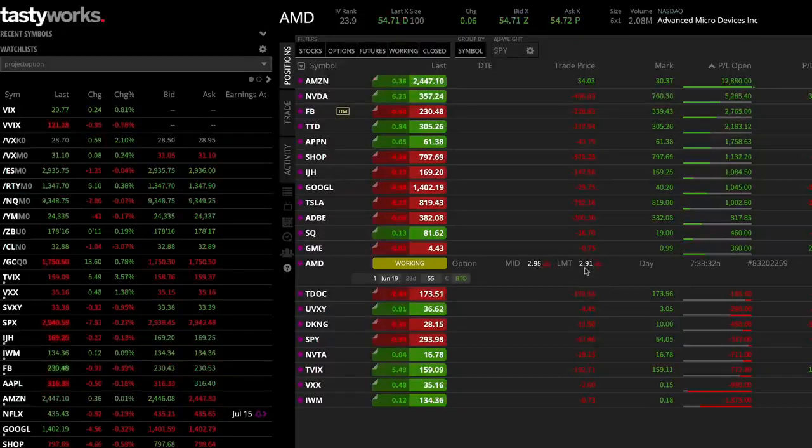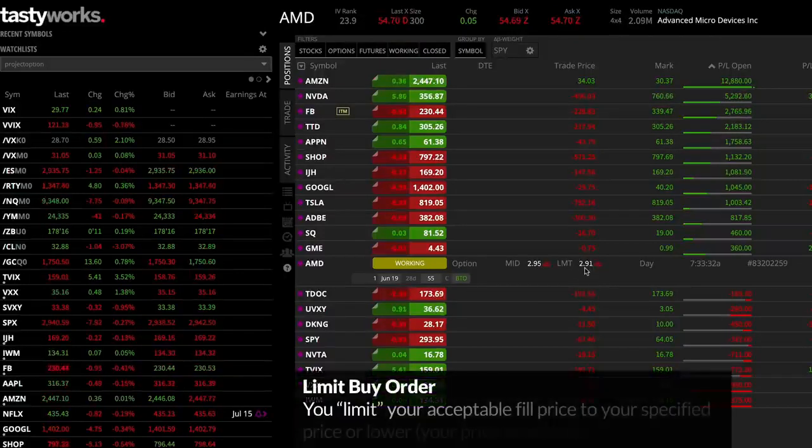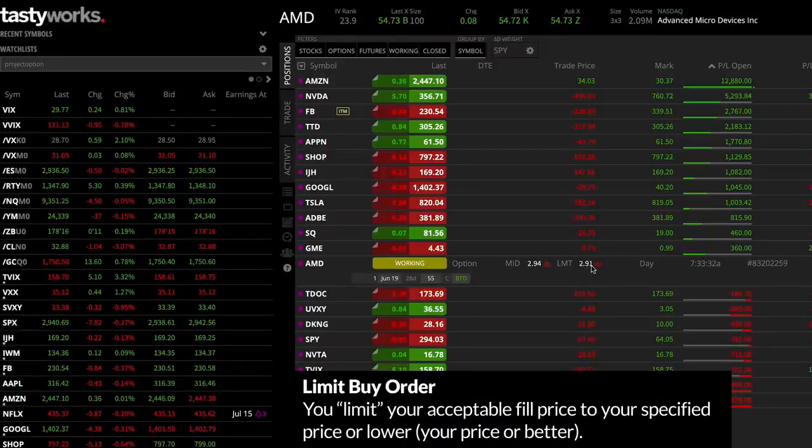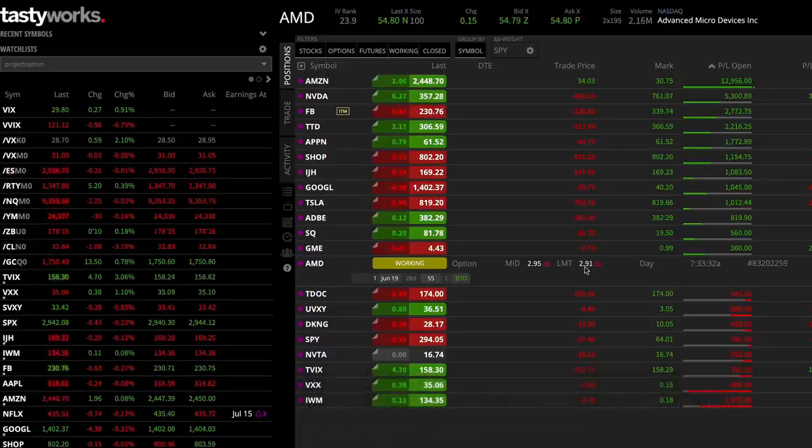So a limit buy price, this is what you always want to use if you're buying options, means that you will not get filled unless you get filled at your price or better. So in this case, a better price would be $291, $290, $289, lower than my specified price. So by using a limit buy order, you can protect yourself from getting an unfavorable price.